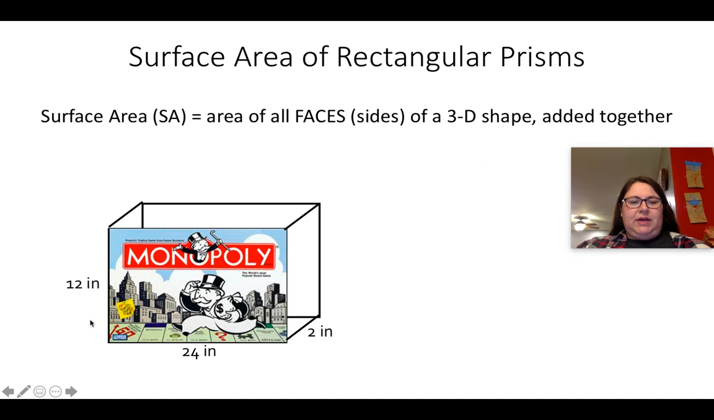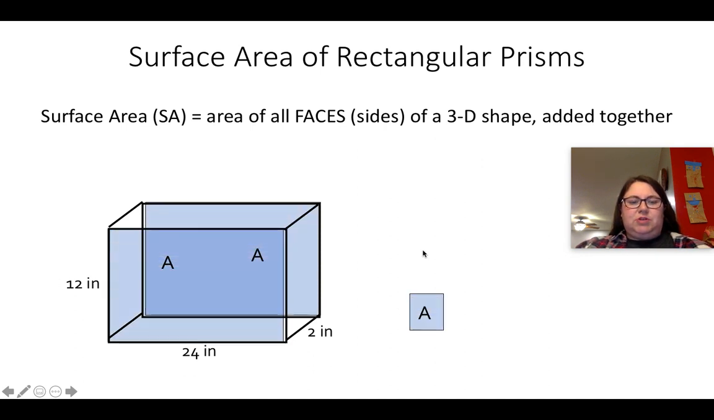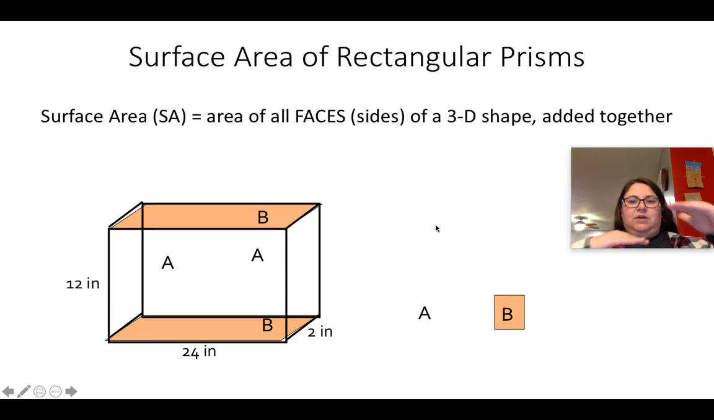If we look at this shape here, this Monopoly box, what we're trying to do is find the area of those sides. The front and the back are going to be the same. So if we find the area of one of them, 12 times 24, and then double it, we get the area of both those sides. Then we find the area of the top and the bottom. Again, those are the same shape, so we just need to find the area of one face there, and then eventually we'll double it.